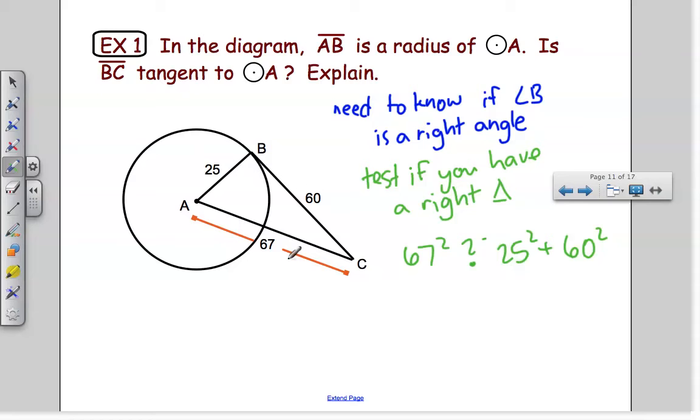In the calculator, 67 squared is 4489. And in one step, I'm going to do 25 squared plus 60 squared on the calculator. Uh-oh. I get 4225. And I'm saying uh-oh because these are not equal. This is not a right triangle. Therefore, that's not a right angle.